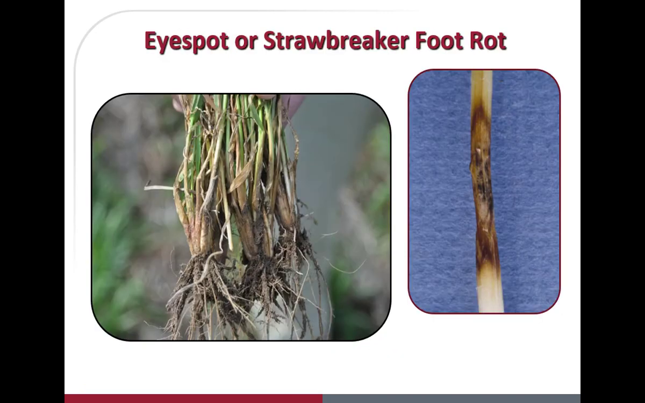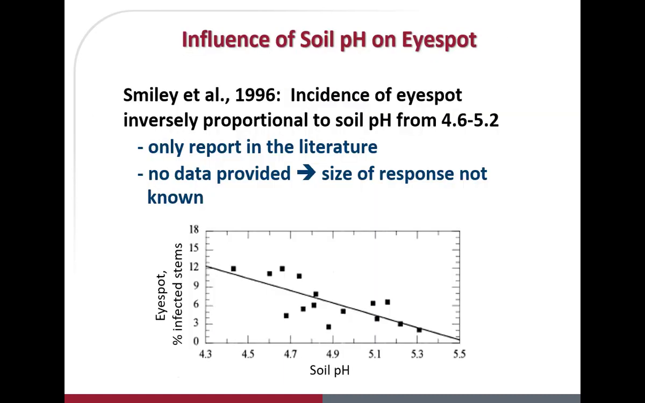Okay, Eyespot or Strawbreaker foot rot, another soil-borne fungal disease. The fungus infects the stem bases, causing these elliptical kind of lesions on the stem. Smiley, again going back to the study in their long-term plots at Pendleton, found that the incidence of Eyespot was inversely proportional to soil pH. Okay, so as soil pH decreased, the incidence of disease increased. This is the only report in the literature of this response, and there was no data really provided. And the size of the response is not known.